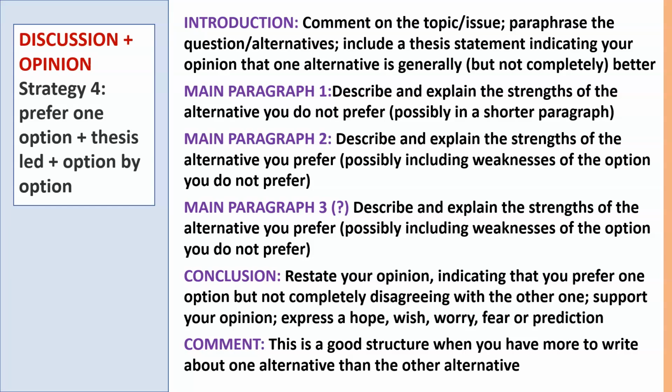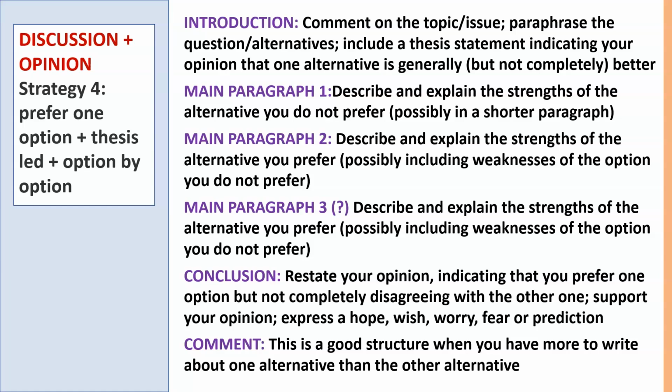the alternative you actually prefer, maybe including weaknesses of the option that you do not like so much, the option that was in main paragraph 1. And possibly main paragraph 3, yes, you might have an extra paragraph here, where again you describe and explain strengths of the alternative you prefer, possibly again including weaknesses of the option you do not prefer. So one option here is to have 3 main body paragraphs, 2 of which support the position you prefer, and 1 supporting the position that you don't prefer.